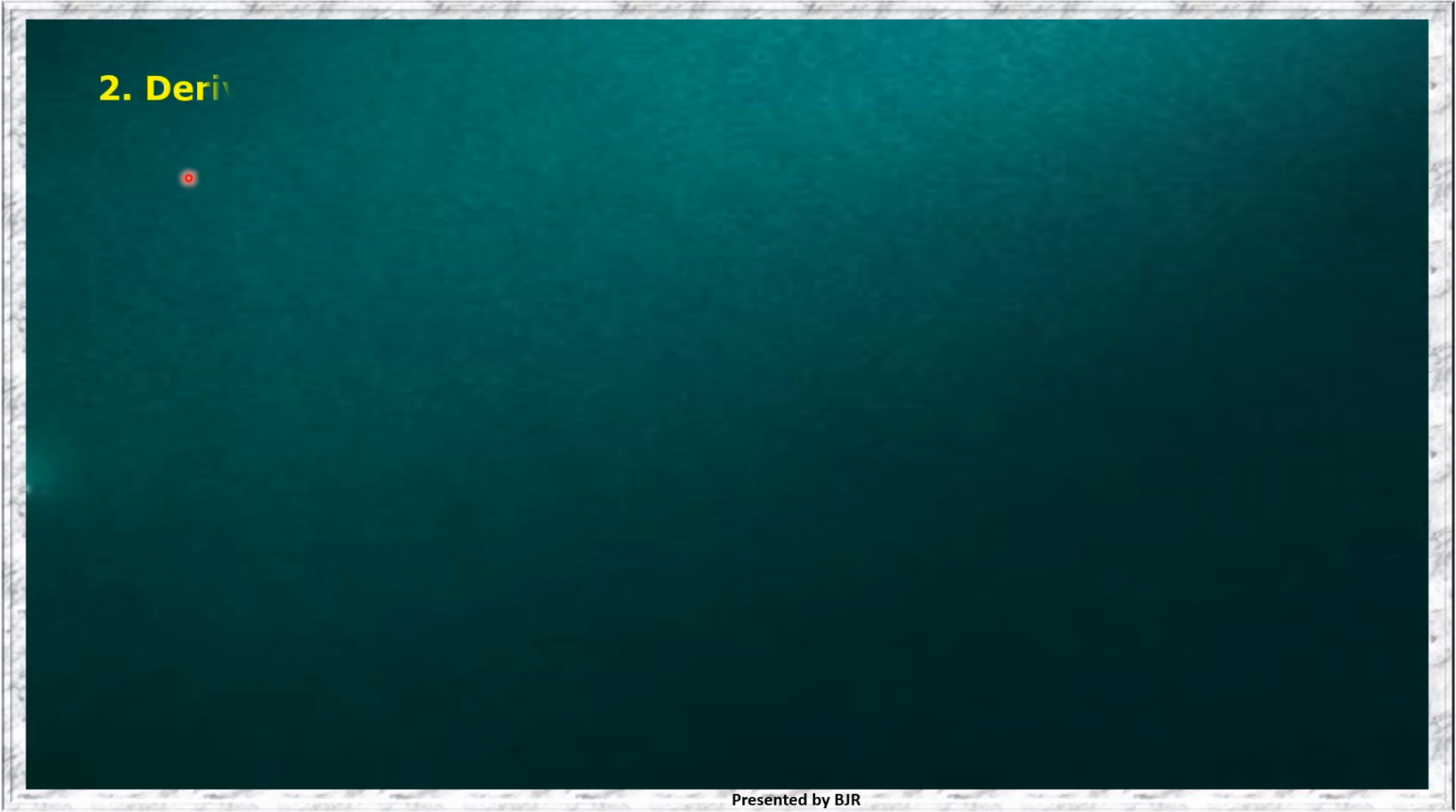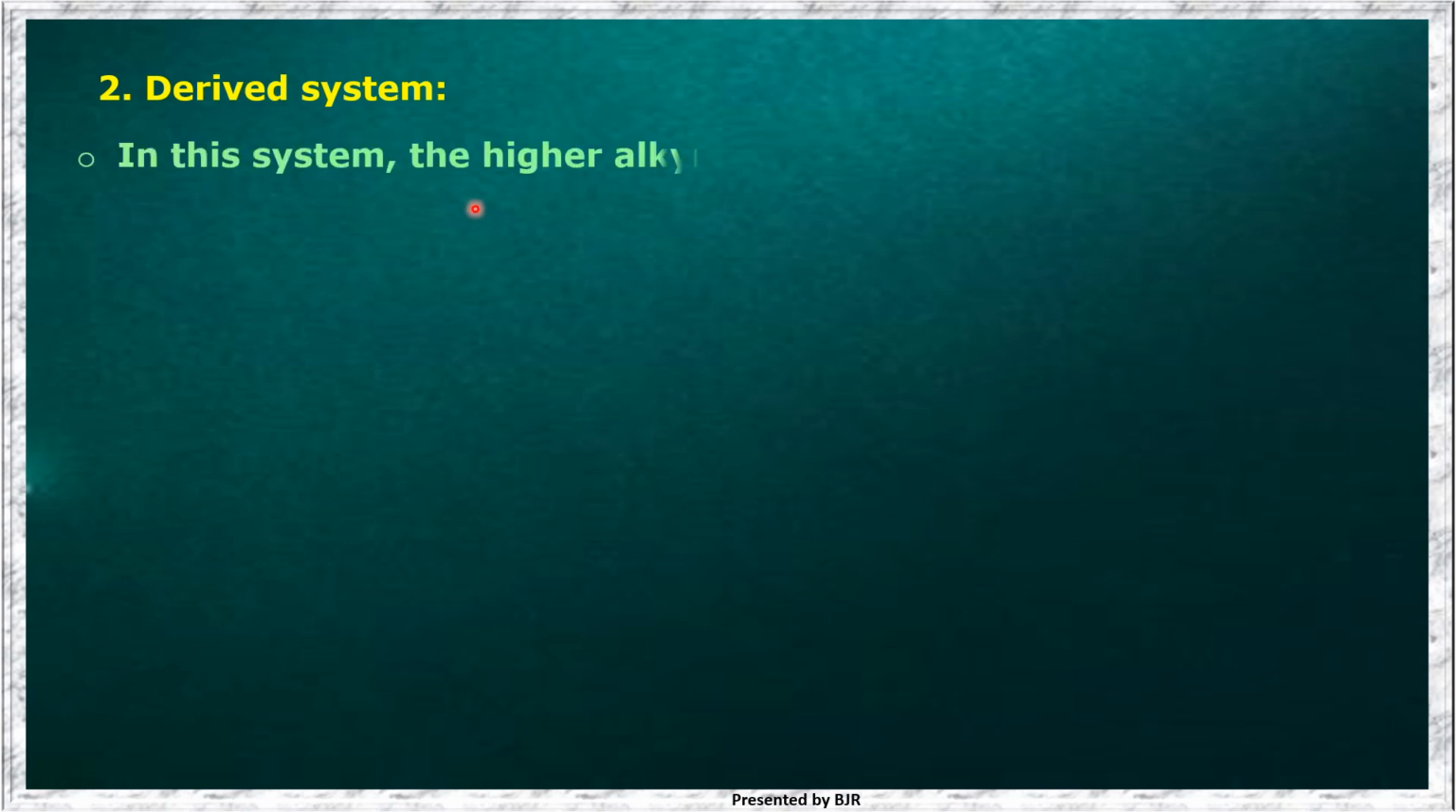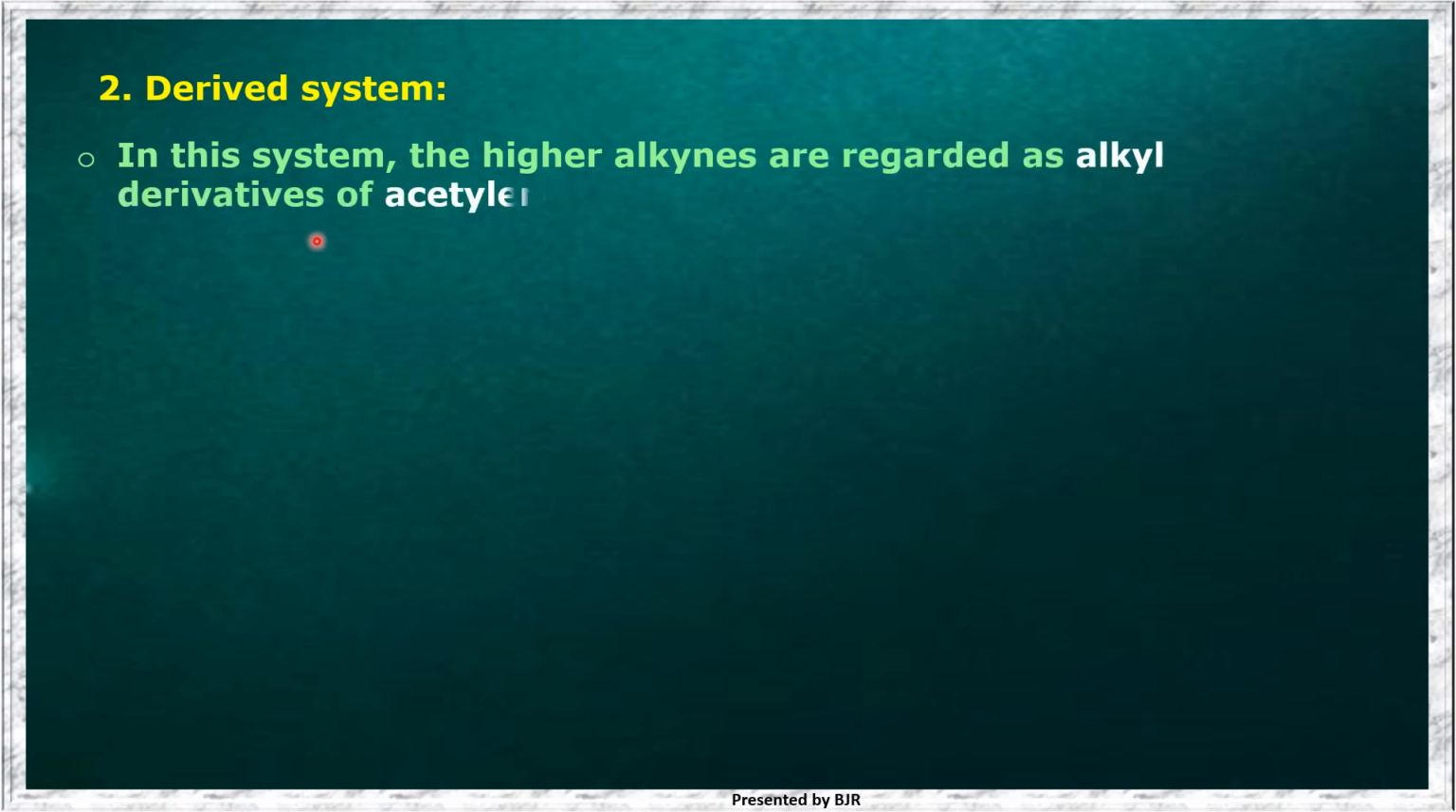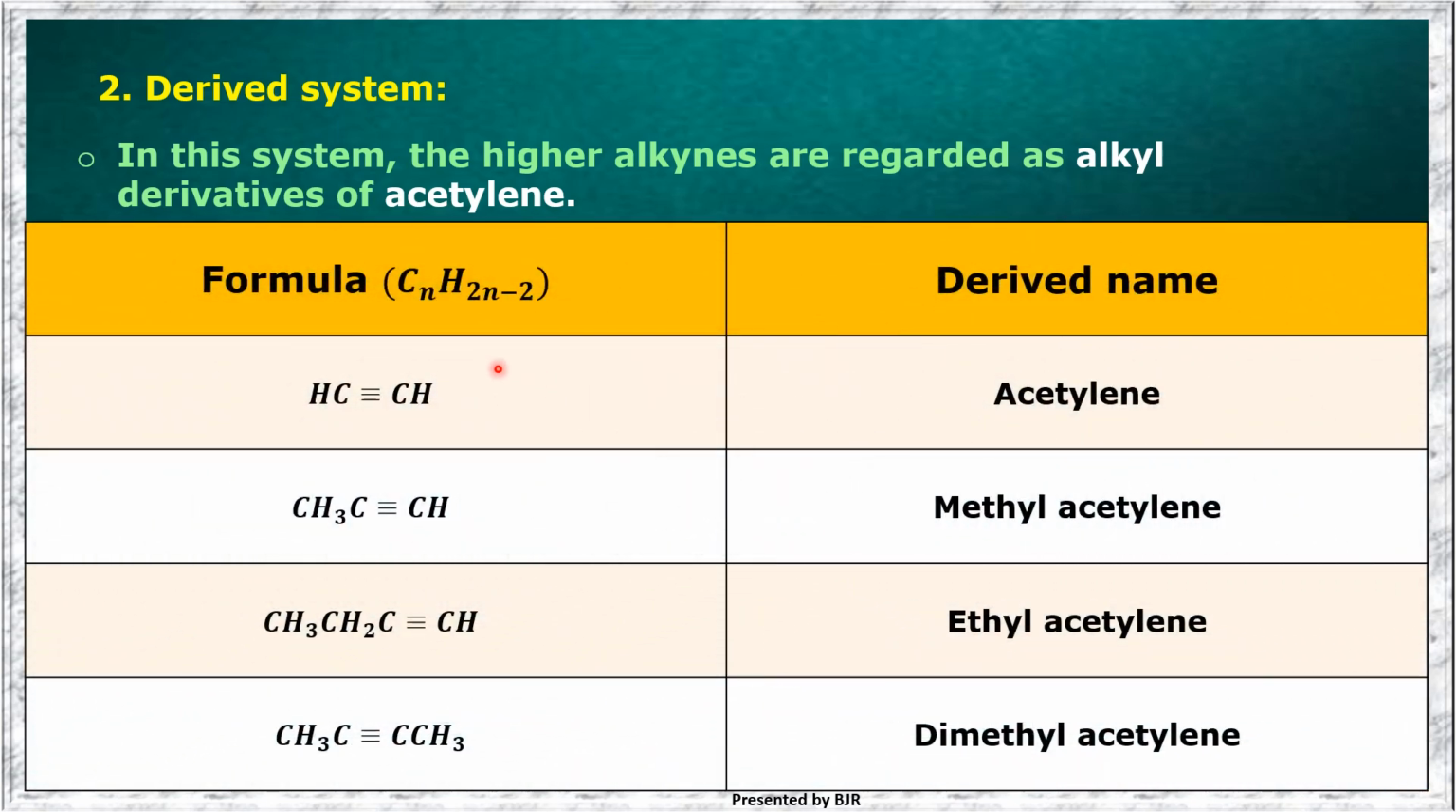The second system of naming alkynes is the derived system. In this system, the higher alkynes are regarded as alkyl derivatives of acetylene. Here are some alkynes and their derived names. We know the first member of the alkynes series is C2H2 and its derived name is acetylene only.